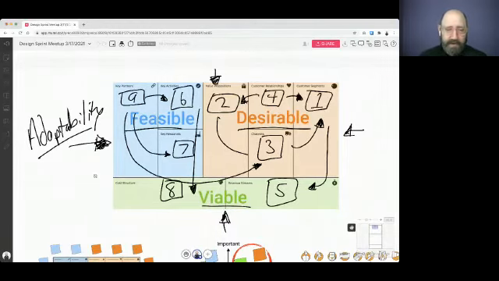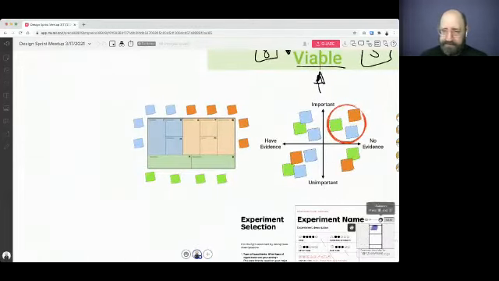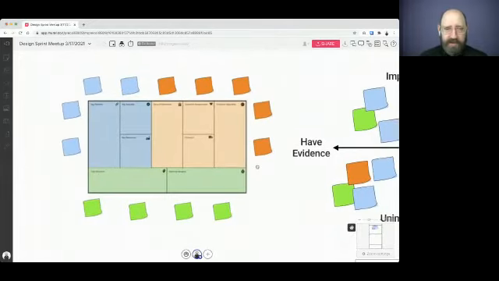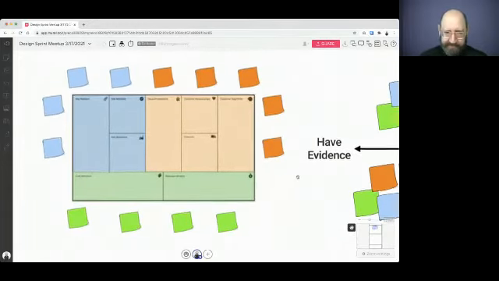So basically what we did is, I've been doing a lot of work in the lean startup space for quite some time.